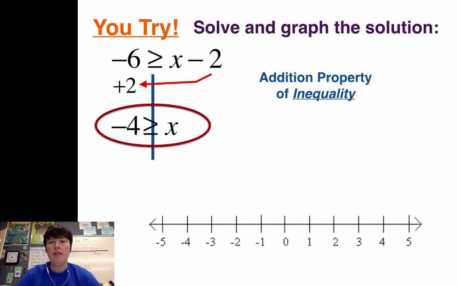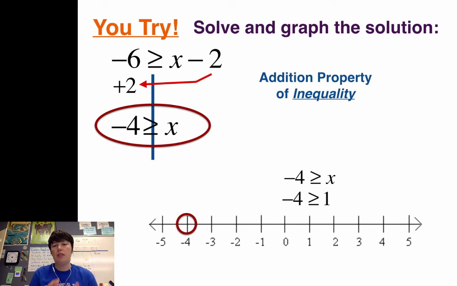Now on my number line, which you already did on your own before you unpaused the video, I'm going to circle negative 4 and focus on that point. This one's a little trickier for the shading because x is on the right instead of the left-hand side of the symbol. So I'm just going to test some points here. I'm going to go out to the right-hand side and test 1, just to see if 1 works in this inequality. So is negative 4 greater than or equal to 1?